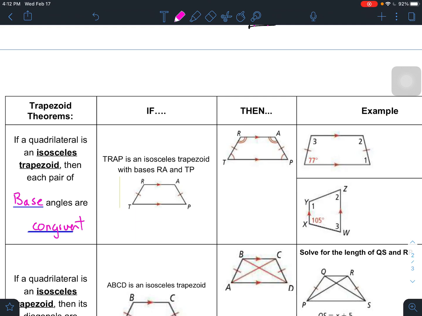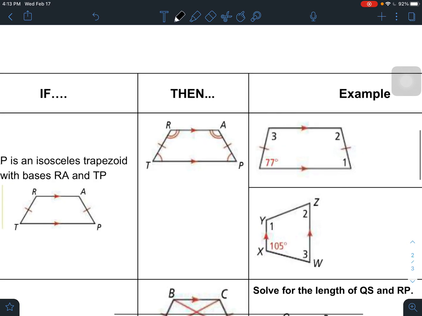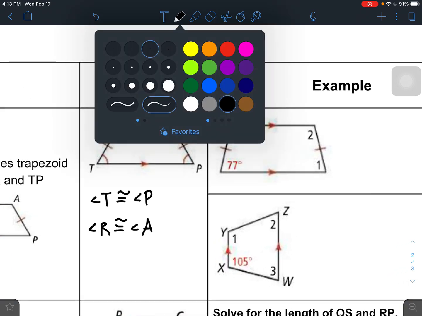In this isosceles trapezoid, TRAP, RA and TP are what we call the bases. Therefore, angle T is congruent to angle P, and angle R will be congruent to angle A. And what that looks like as an example is on the right here.